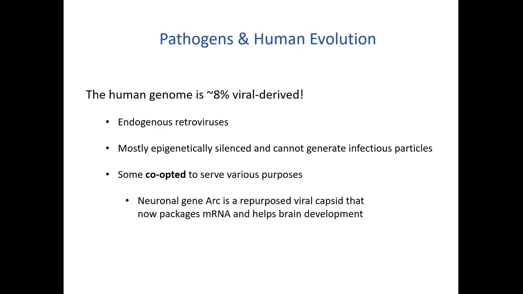One example of this is a gene that's expressed in neurons specifically. It's called ARC, and it's been discovered that this gene is actually a repurposed viral capsid that is now used to package mRNA, and this is super important for brain development. The gene product of ARC is proteins that self-assemble into viral capsids, and this is a cryo-EM picture of what this capsid looks like.